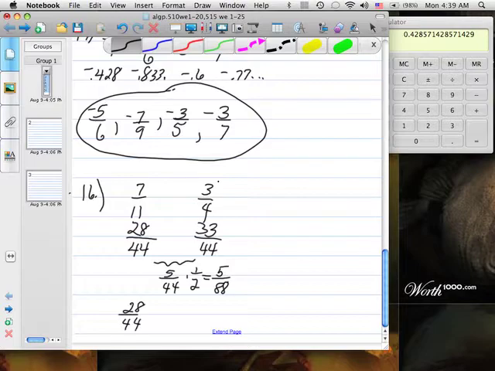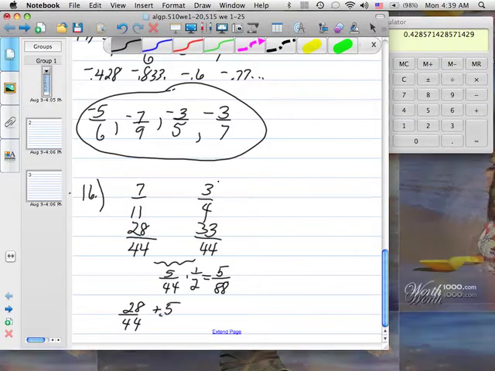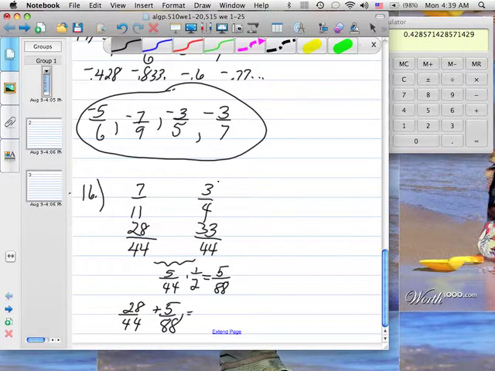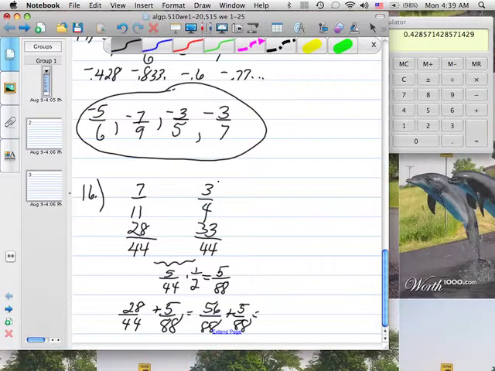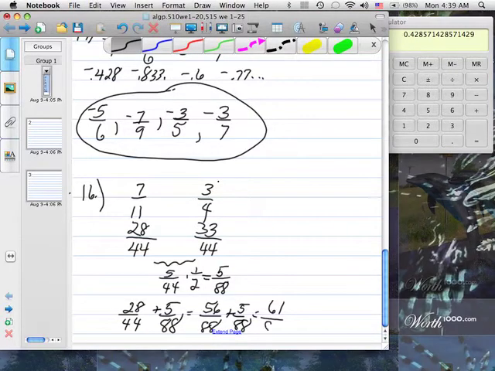28/44 plus 5/88. Change them so they have the same denominator. It would be 56/88 plus 5/88 gives me 61/88.